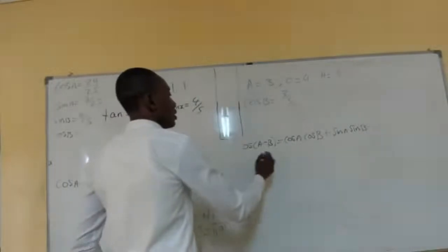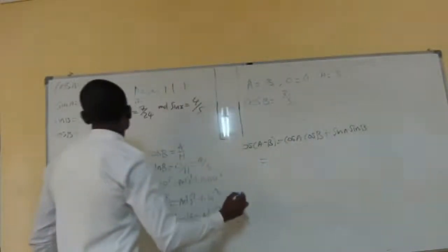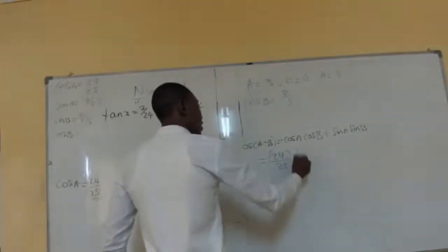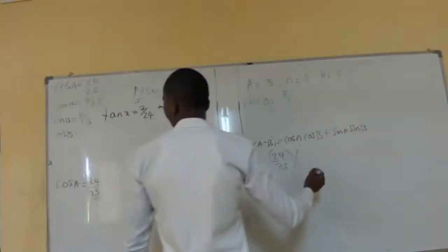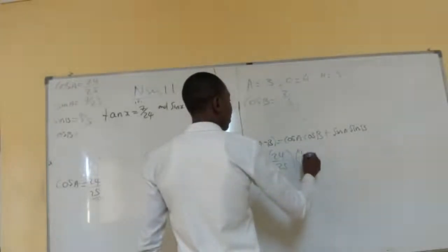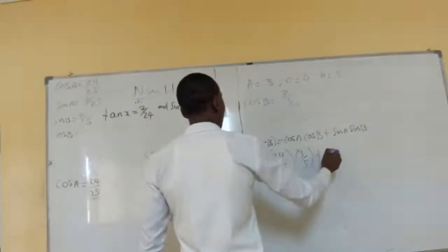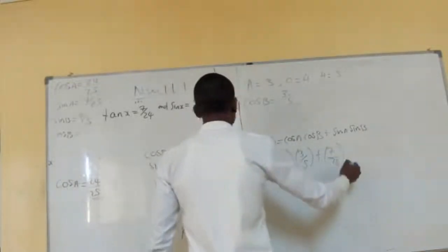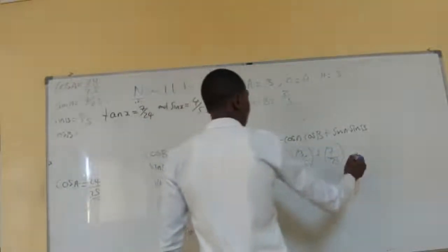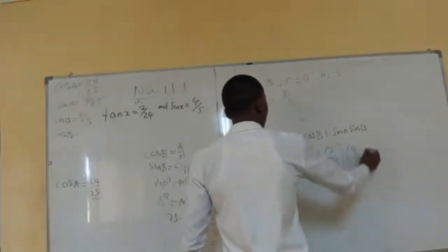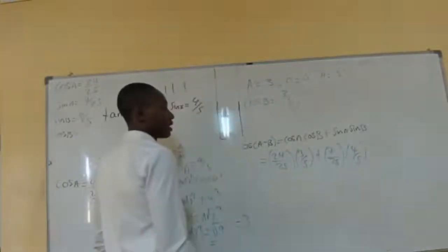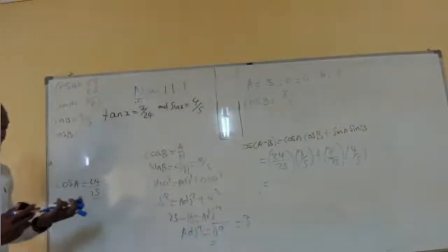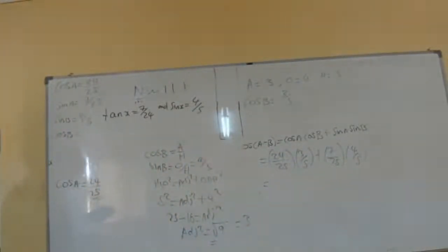So we're saying cos A was 24 over 25. Cos B, we found as 3 over 5, plus sine A as 7 over 25 and sine B as 4 over 5. Okay, so that is what we found.